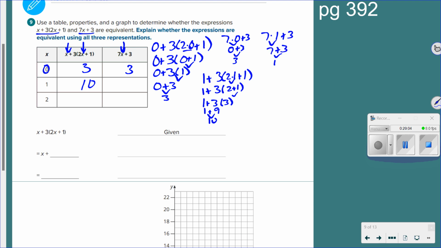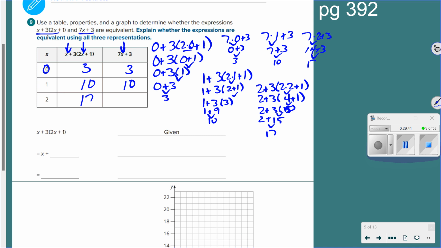And your last one, now we're doing 2. 2 plus 3 times the quantity 2 times 2 plus 1. 2 plus 3 times 4 plus 1. 2 plus 3 times 5. That's a 5, not 15. 2 plus 15 gives me 17. And the other side is just 7 times 2 plus 3. 14 plus 3, which gives me 17.